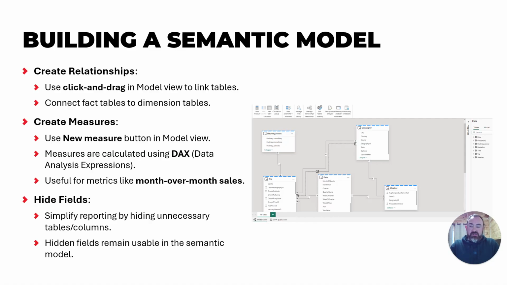We can also hide fields that we don't want our users to see. We can simplify reporting by hiding those tables and columns, and the hidden fields remain usable in the semantic model, so you can hide things like your SysID that's used for the relationship.